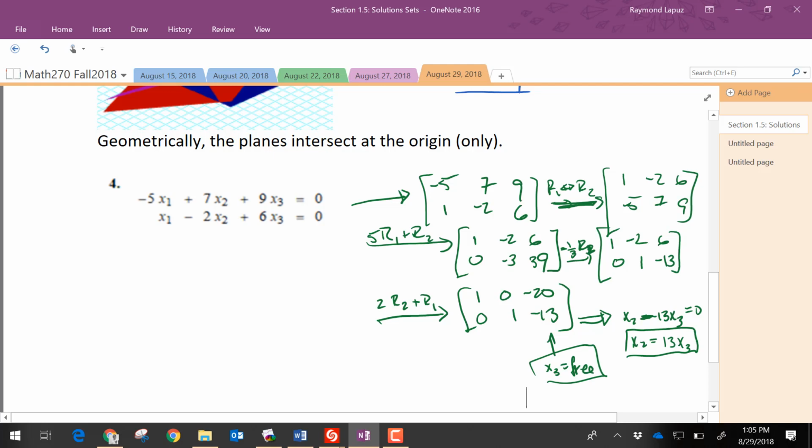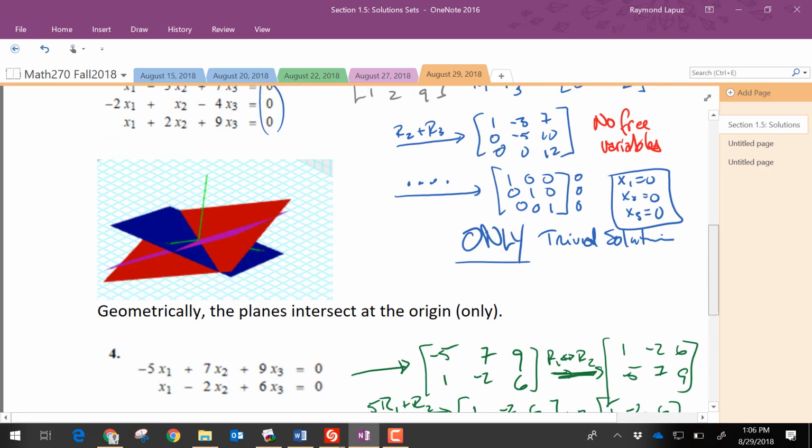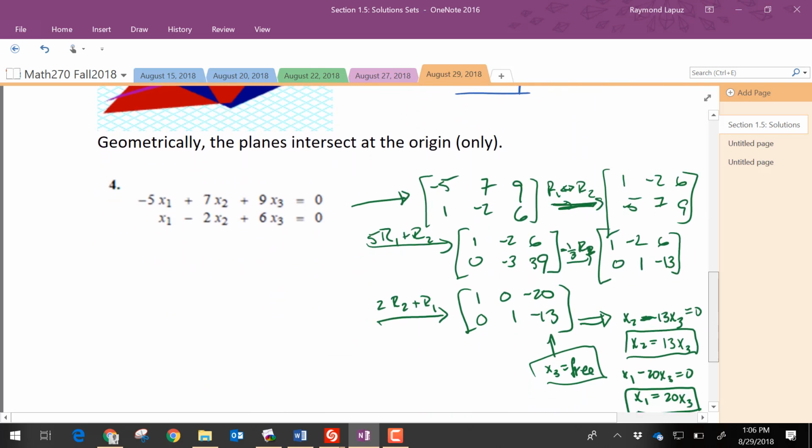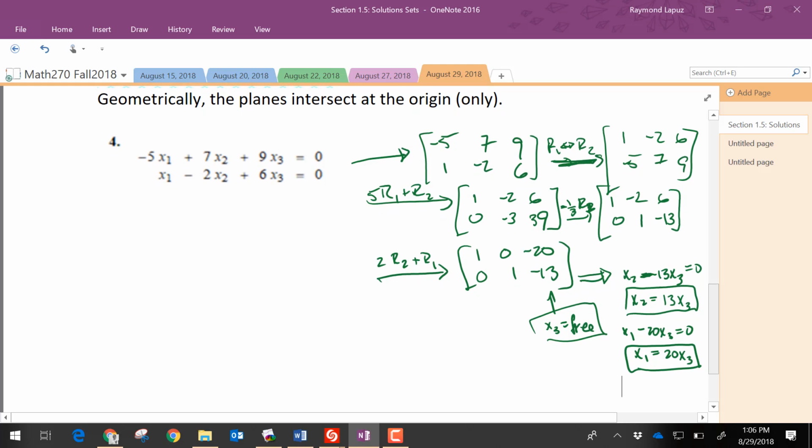I'll put boxes around where I have x something equals to, so that I'll know that's my solution. And then from the first row, I have x1 minus 20 x3 is equal to 0. So x1 is equal to +20 x3. I'll box that as well. Okay. So what is this, and how can we describe the solution set that would make this work?